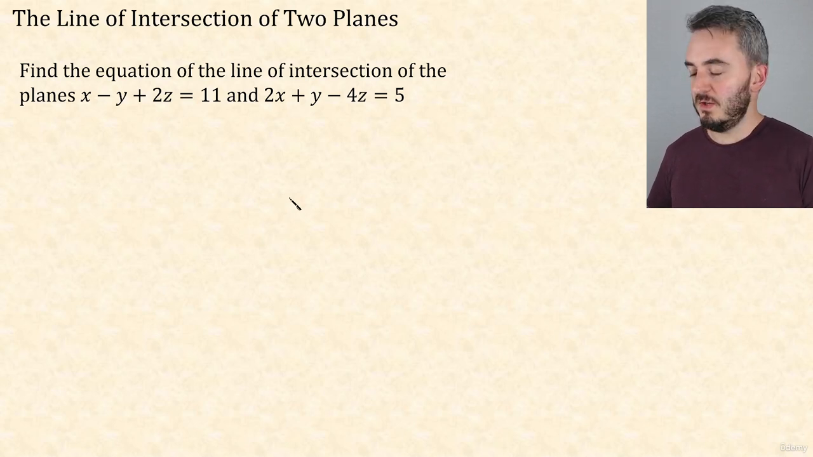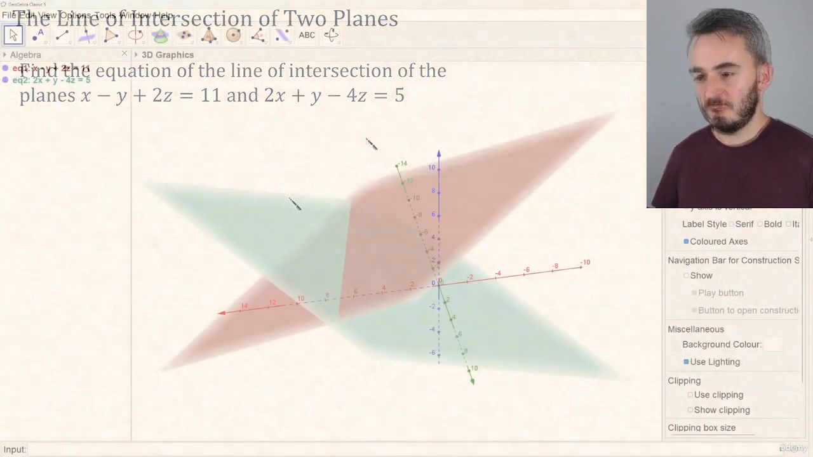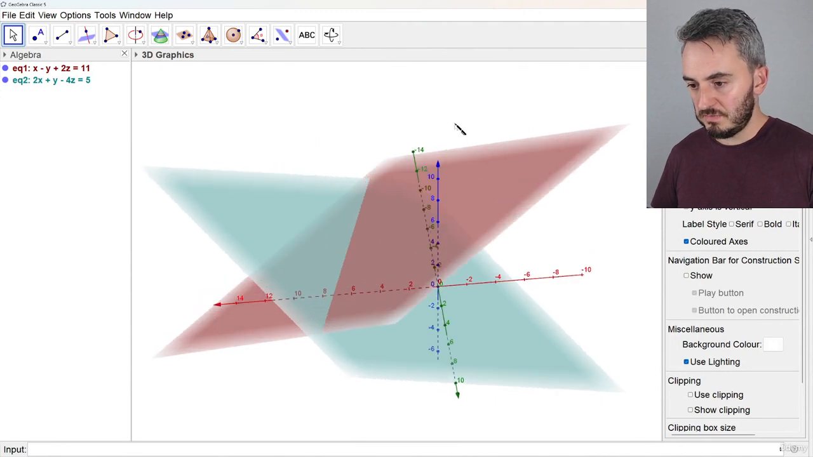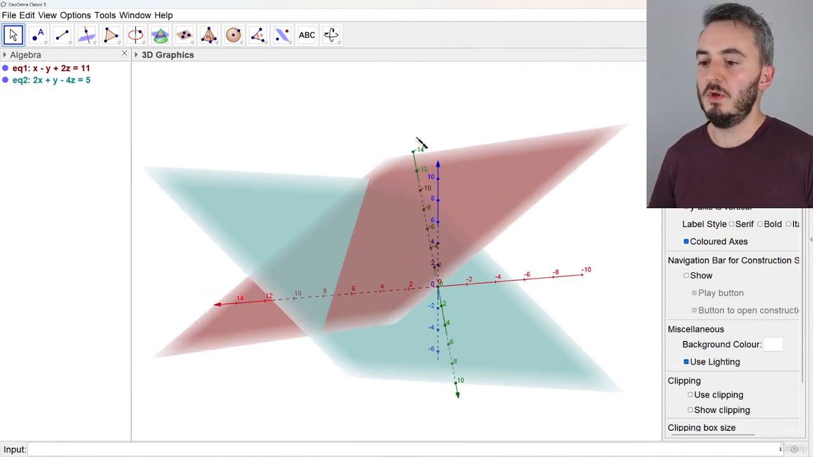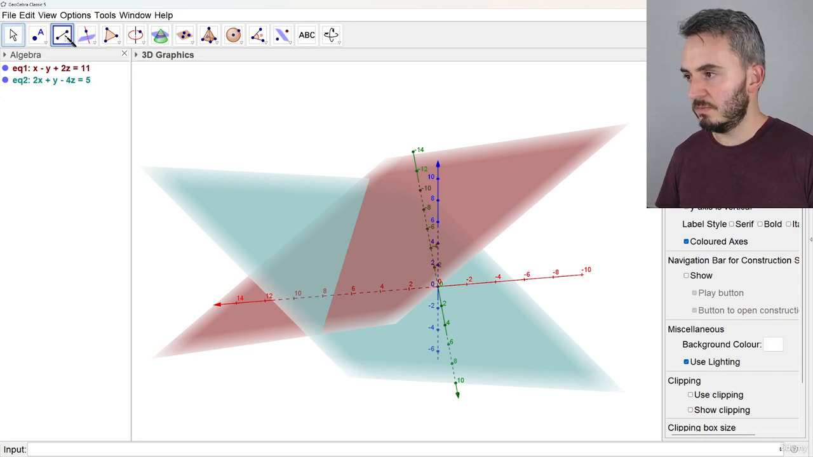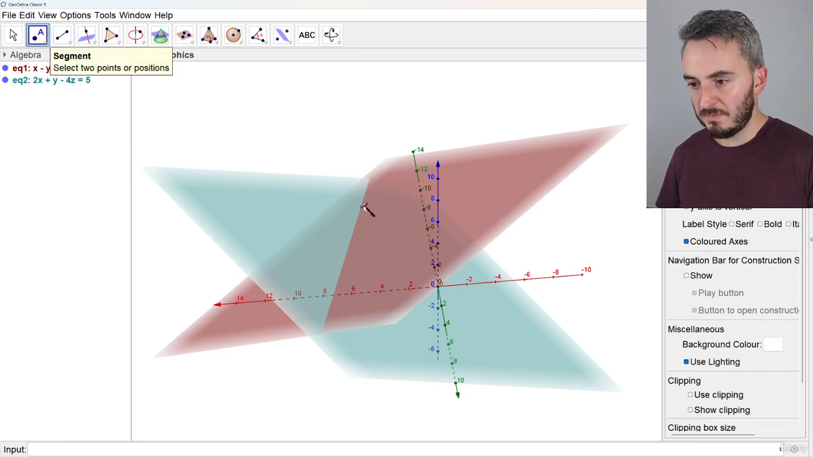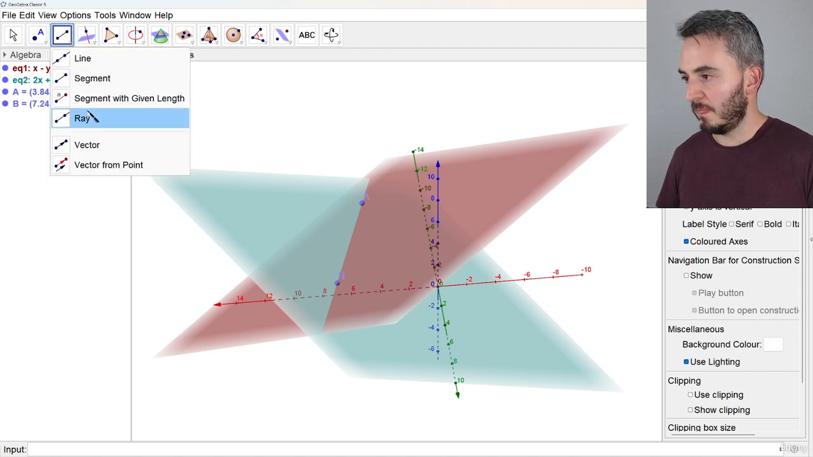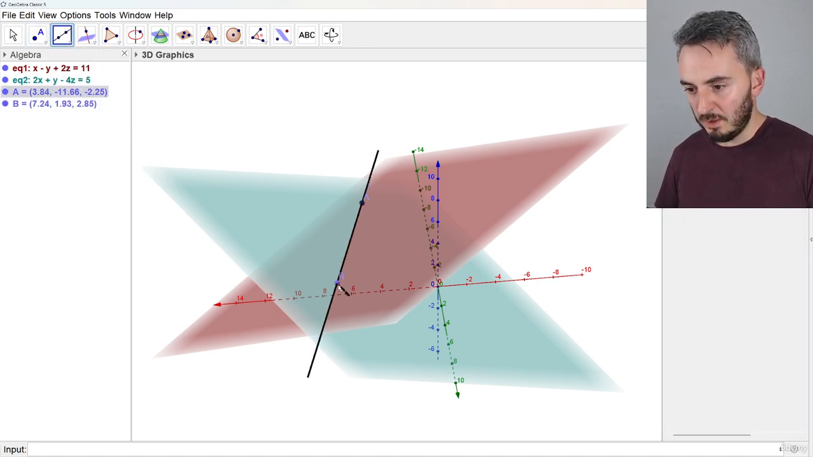All right, we're going to use the vector product in a really clever way, and I just want to jump over to GeoGebra for a moment to show you how this works. So here are two planes, the red one and the blue one, and we're trying to find ultimately the equation of that line. It's going to look something like this. I'll just place a couple of points roughly on there. This is the line we're looking for.